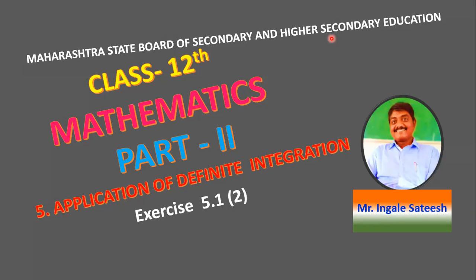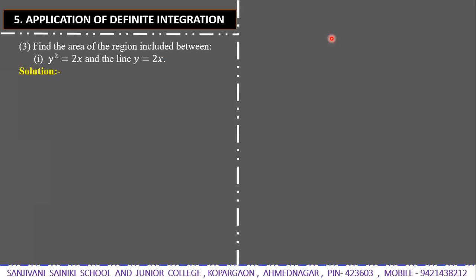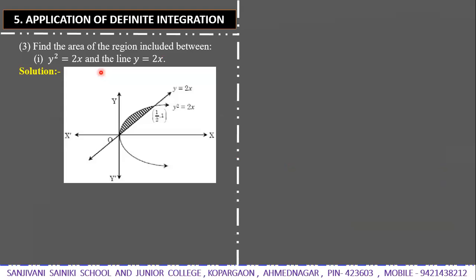Welcome back. Let us continue Exercise 5.1, in which the third example is area under the curve. Find the area of the region included between the two curves y² = 2x and y = 2x. First of all, we must have a rough sketch of these two graphs.